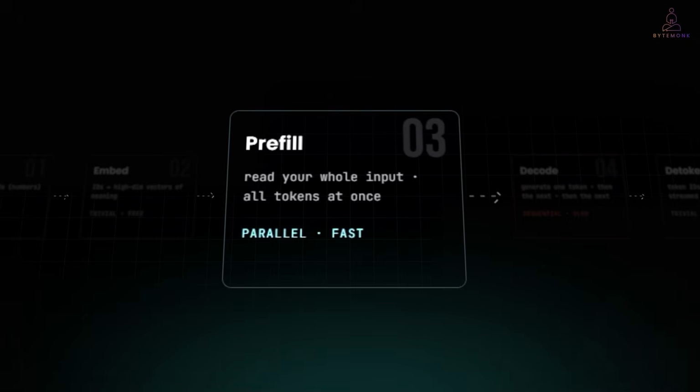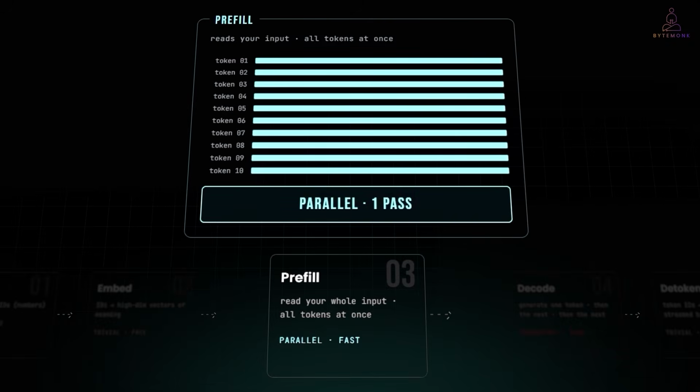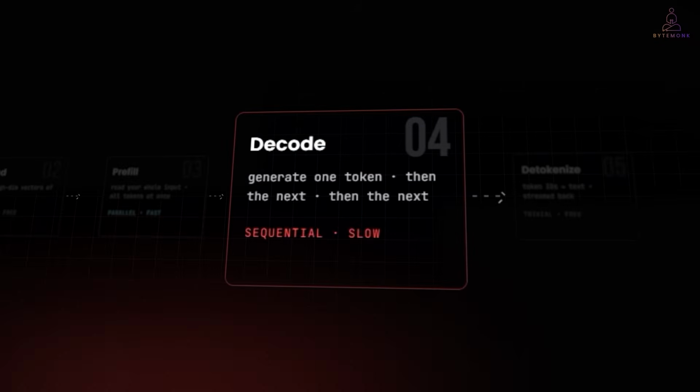Step 3 is prefill. This is what matters, so pay attention. Prefill is when the model reads your entire input prompt all at once. All the tokens go through the model in parallel, building up the internal state the model needs to start generating a response. Prefill is fast because it's parallel. The model is doing thousands of computations at the same time on different tokens. The time you wait between hitting enter and seeing the first character of the response come back, that is mostly prefill time.